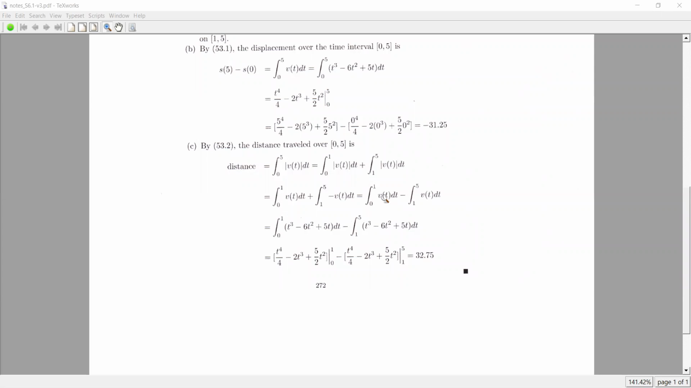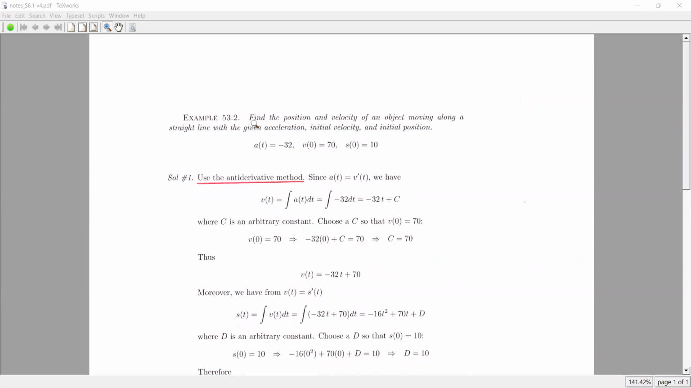Plug in the polynomial in V. Then we have this equation. Antiderivative of this polynomial is this polynomial. So this integral is this number by the fundamental theorem of calculus. And this integral is this number. By calculator, this number minus this number is 32.75. So the total distance traveled by the object over this time interval is this.